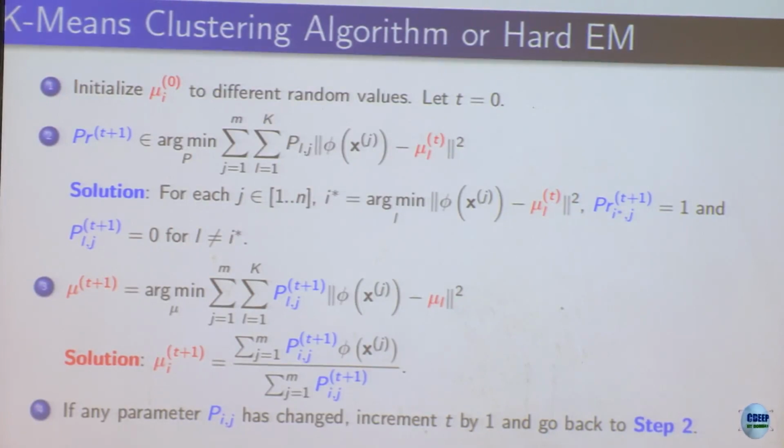So what will you pick in the final? Finally, what you will pick is a question. You should compute the membership again. So if any parameter mu has changed, increment t by 1 and go back to step 2. So we have done that.